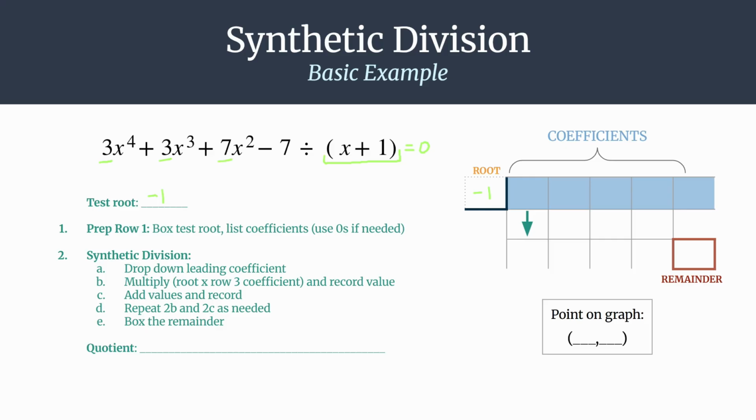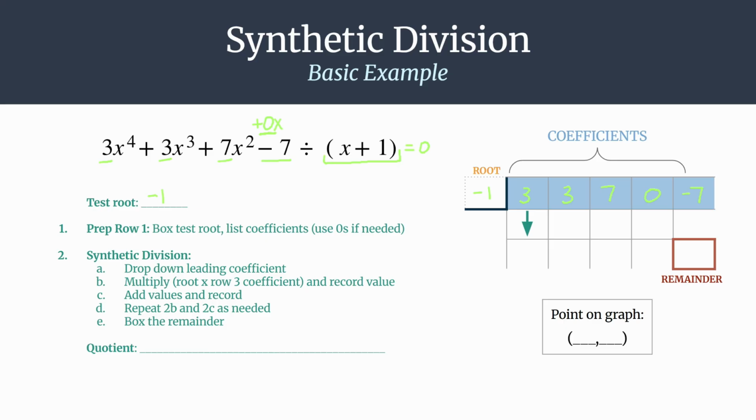Notice that we don't have an x term, so I like to write, or at least think, plus 0x in my head because we need a placeholder 0 here for our synthetic division. And then our constant term is a -7. So watch out for placeholder zeros and make sure you get the sign for each coefficient. So let's list those in our first row. 3, 3, 7, placeholder 0, and -7.